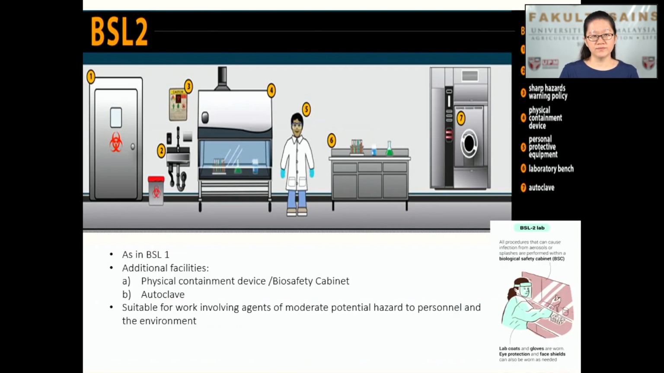For BSL-2, the facilities are similar to BSL-1 with an additional facility where physical containment devices or biosafety cabinets are necessary in BSL-2. And autoclave, unlike BSL-1 where it is optional, is a requirement in BSL-2. BSL-2 is suitable for work involving agents of moderate potential hazard to personnel and the environment. And some of the personal protective equipment that can be worn in this lab include face shields, lab coat, and also eye protection apparatus.